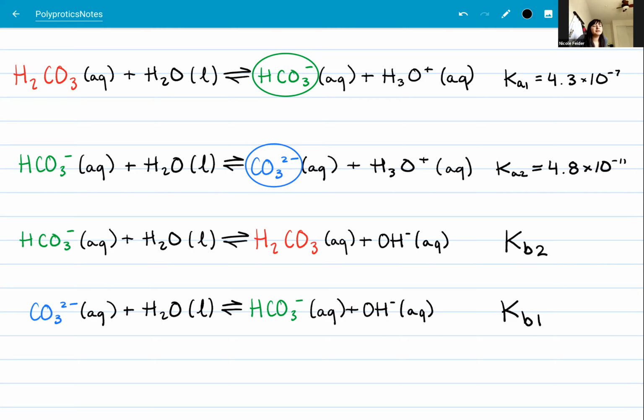Students often get confused by this with the numbers flipping and all, but I think it helps to just emphasize what the letters and numbers mean. In acids, we're counting which proton is leaving, starting from the fully protonated acid. And in bases, we're counting which proton is being added, starting from the fully deprotonated base.